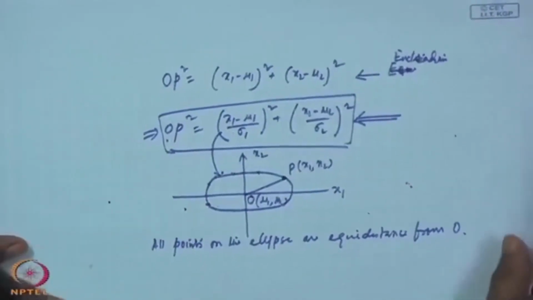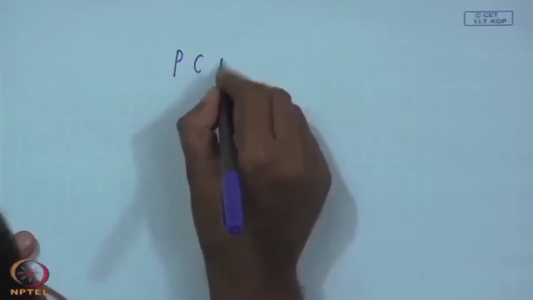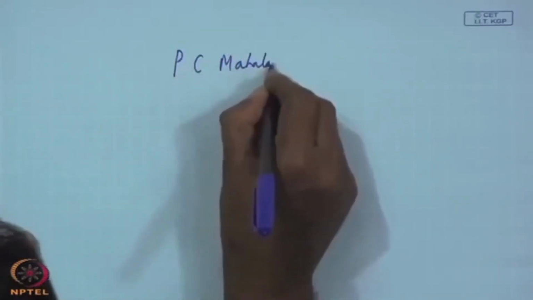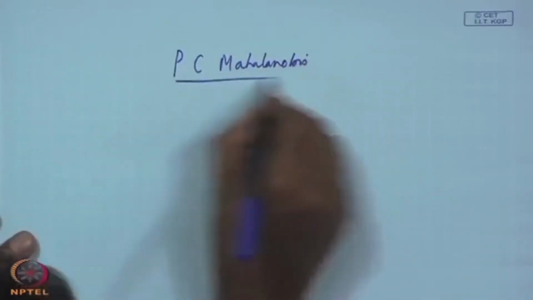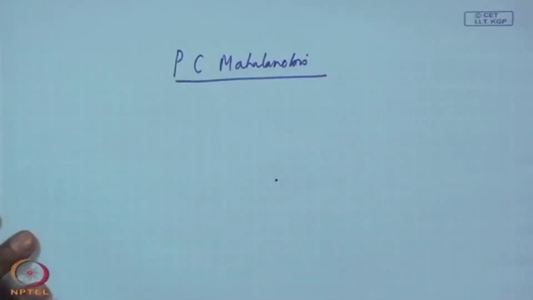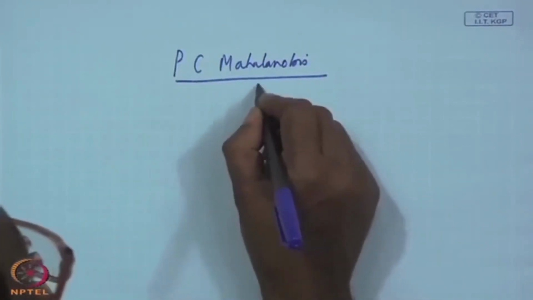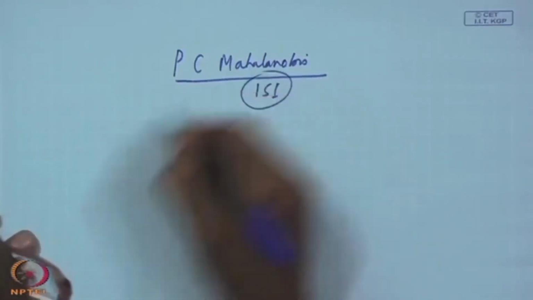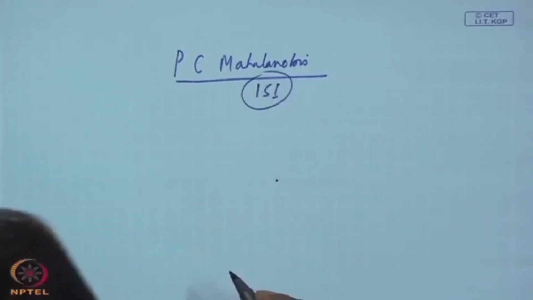In essence, the statistical distance, one of the pioneers in developing this is P.C. Mahalanobis. He is an Indian scientist, the founder of ISI, the Indian Statistical Institute.